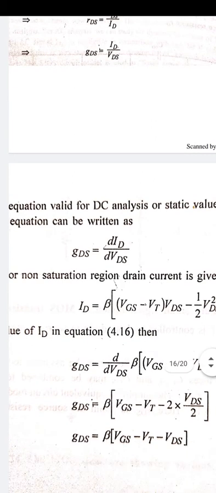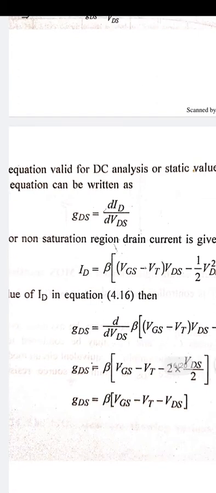So we calculate the GDS value, the conductance parameter, which is del ID by del VDS. In this case, I have shown the relationship between the drain current and drain to source voltage in the non-saturated region and saturated region. I will put here the non-saturated region and take the GDS value. So accordingly, I differentiate the drain current with respect to the drain to source voltage.